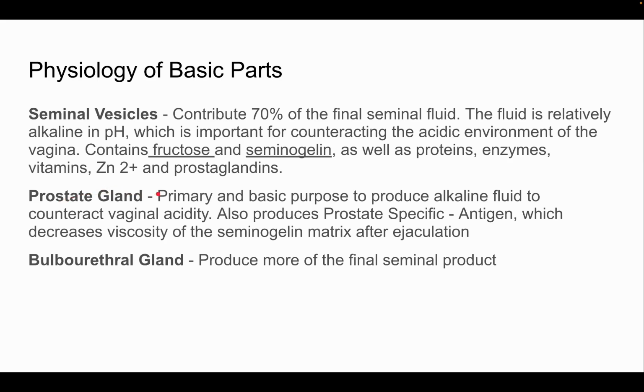The prostate gland is located inferiorly to this, and its basic purpose is mainly to produce alkaline fluid to counteract vaginal acidity and urethral acidity, and it also includes something very important called prostate-specific antigen. Lastly, we have the bulbourethral gland that produces more of the final seminal product and also lubricates the urethra, and we call that pre-cum.